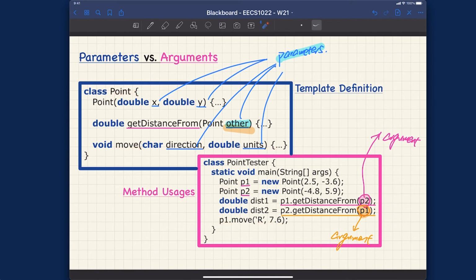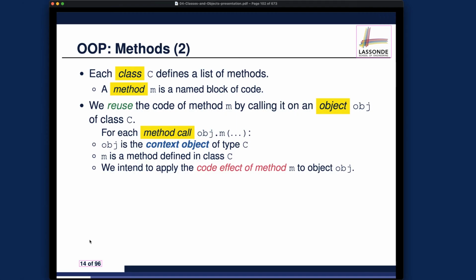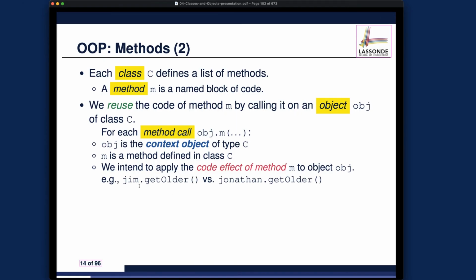Okay, let's switch back here. Right, so here you can see Jim.getOlder and also Jonathan.getOlder. Calling the same method might give you different effects because the context objects, Jonathan versus Jim, are different. Similarly, you have p1 versus p2, right? So here, for example, it will be invalid if you call Jim.moveUp, because moveUp is not defined in Jim's type, which is the Person class.